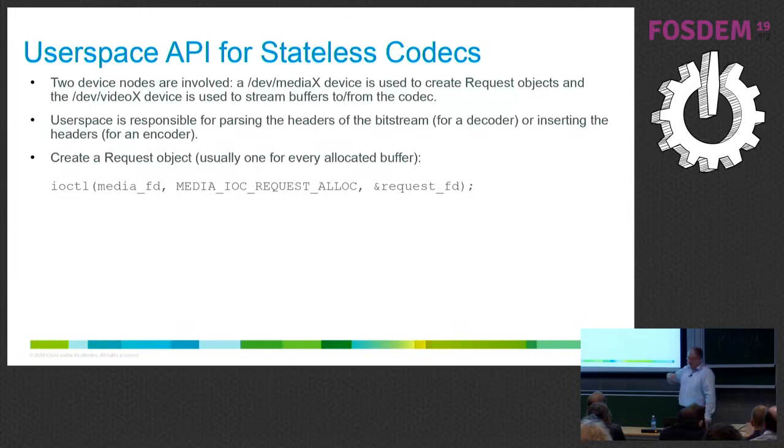So what you need to do is, first of all, create a request object. And usually you make one for every buffer that you allocated, but it's really up to you. It depends a little bit on the codec that you're using and other factors. So you use the media file descriptor of the media device node. You allocate a request and you get the file descriptor back. It's just an opaque handle to the request object. You always refer to request objects using that.